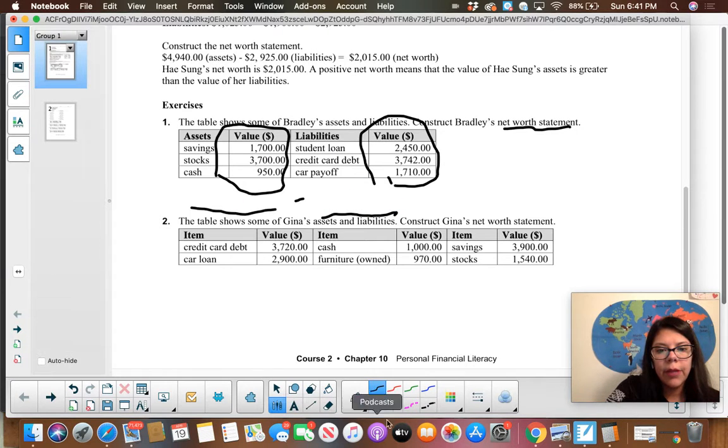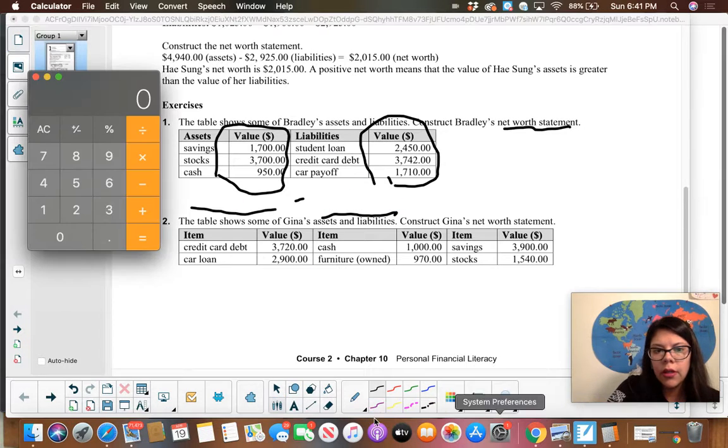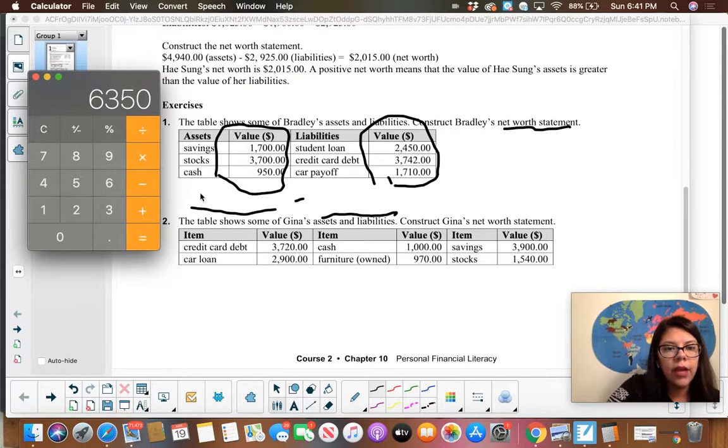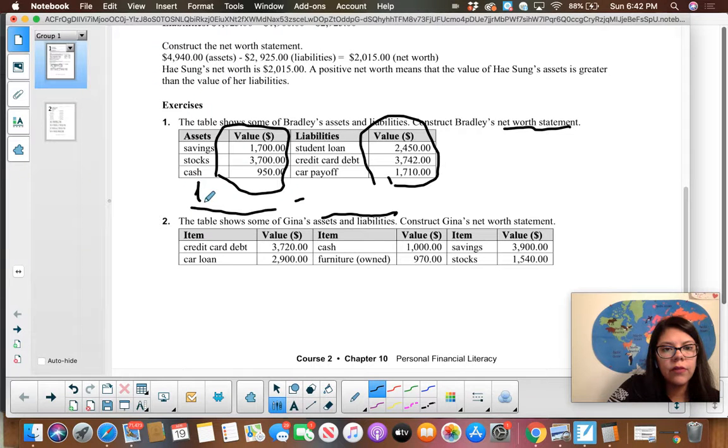Okay, so I'm gonna get my calculator. I'm gonna add up those three amounts from the assets. 1,700 plus 3,700 plus 950. And we have 6,350.